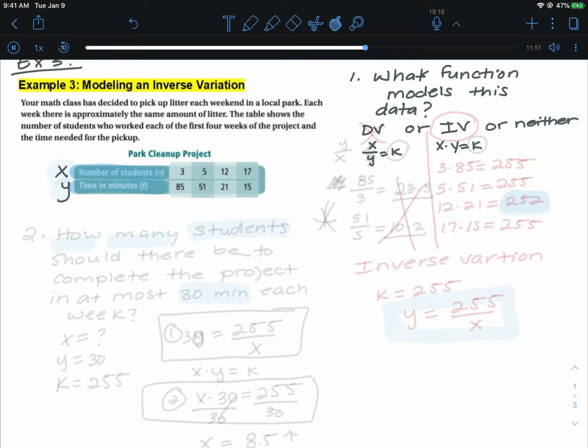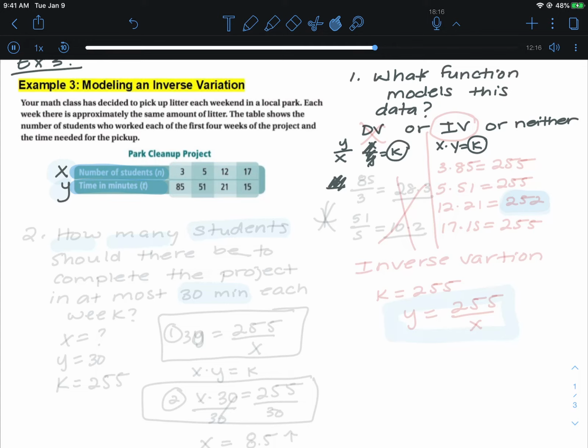So we have to go ahead and figure out which one of these two it's going to be. Now remember, they have to give you the same constant every single time. So let's go ahead and see if it's direct variation. So let's get x divided by, it's not x divided by y, it's y divided by x.